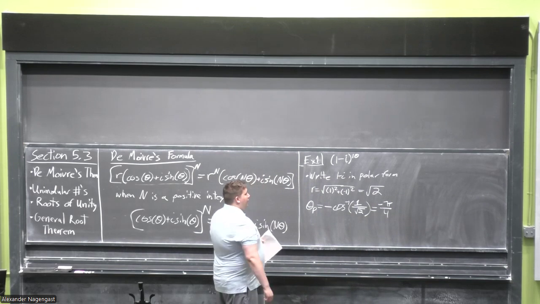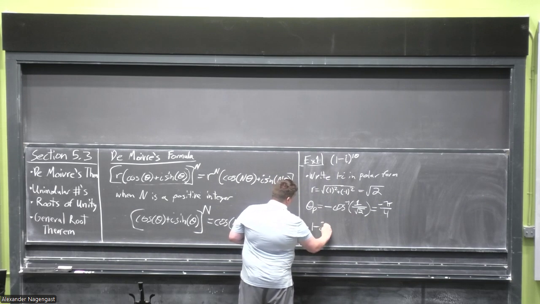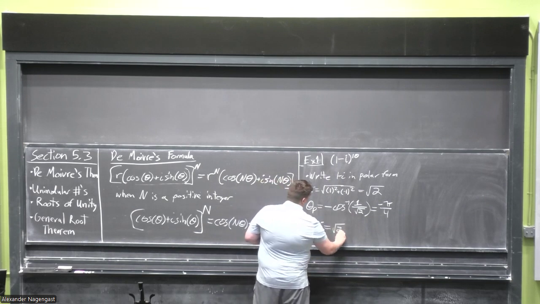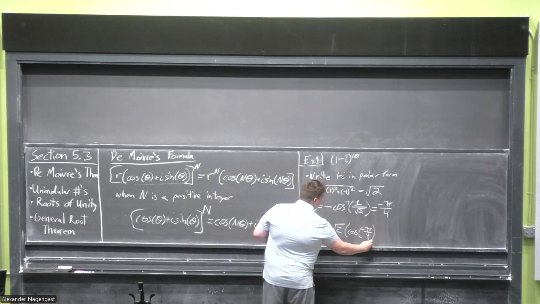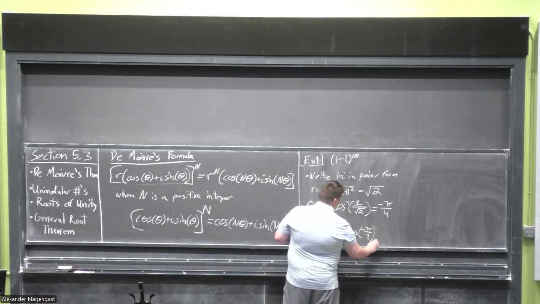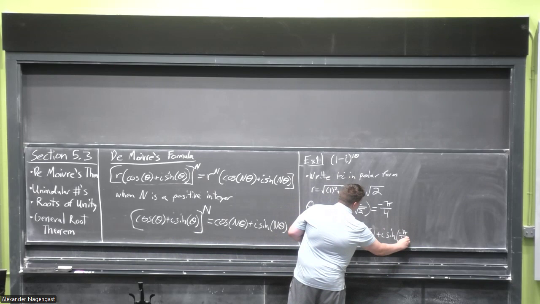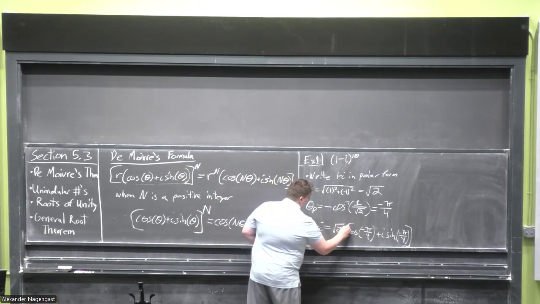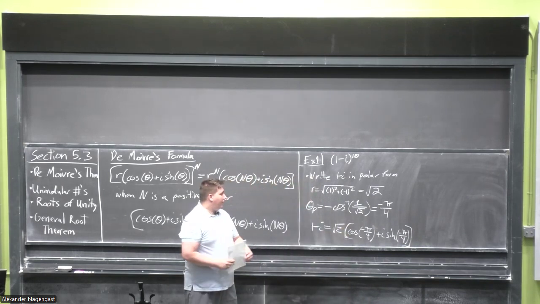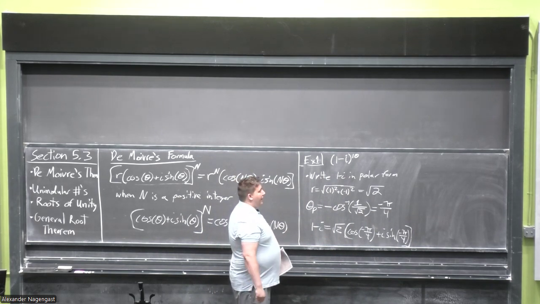This means when we rewrite 1 minus i, we have 1 minus i is equal to square root 2 times cosine of negative pi over 4. And then we're going to add i sine of negative pi over 4. And that is the polar representation of 1 minus i. So we're going to raise this to the 10th power.